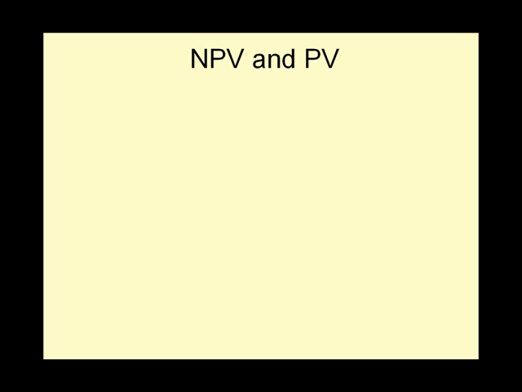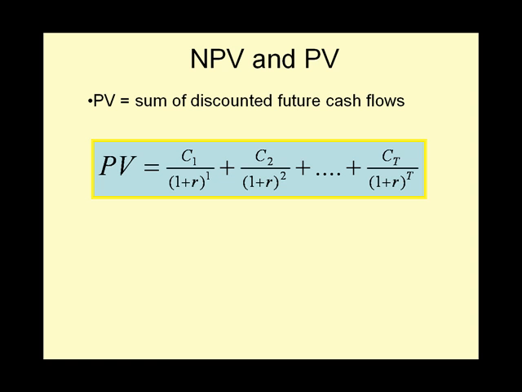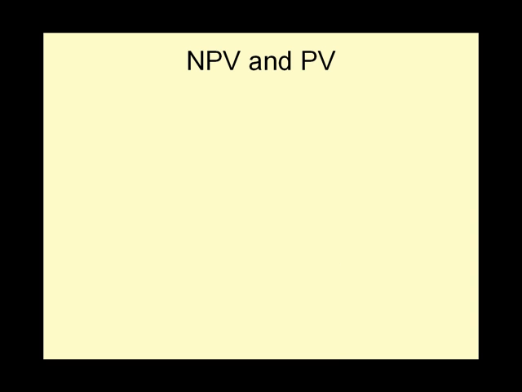Recall from a previous session that present value equals the sum of discounted future cash flows. Here's the longhand version of the present value equation that we've been considering. And here's the shorthand version. Net present value is the sum of current and discounted future cash flows.